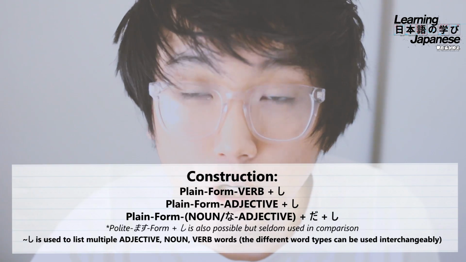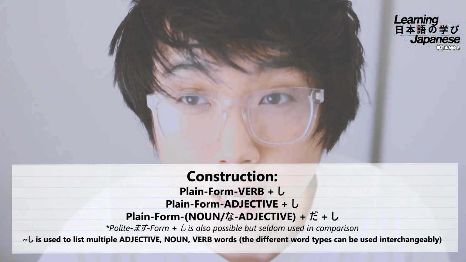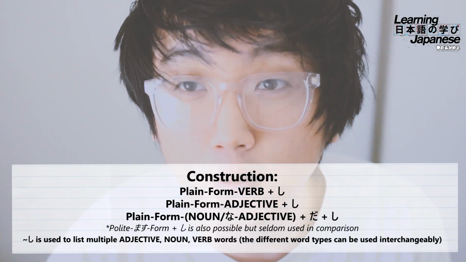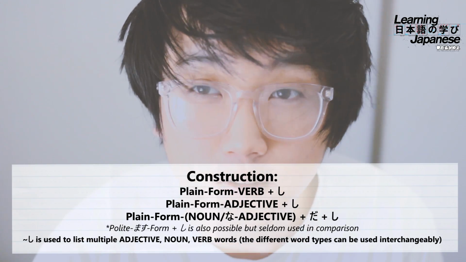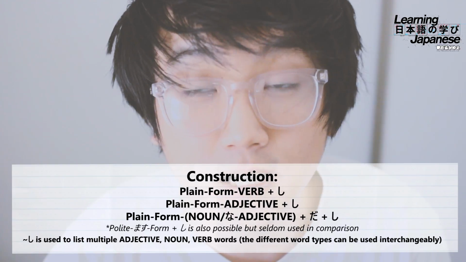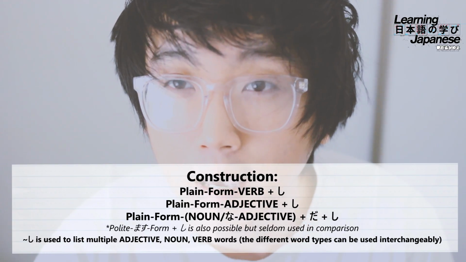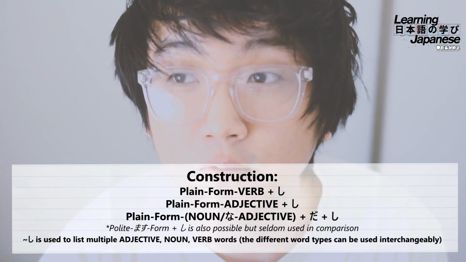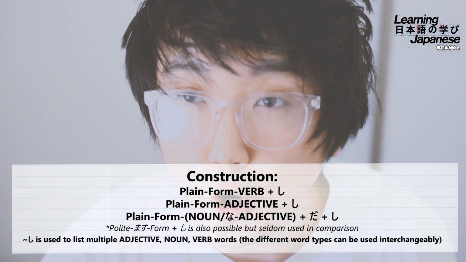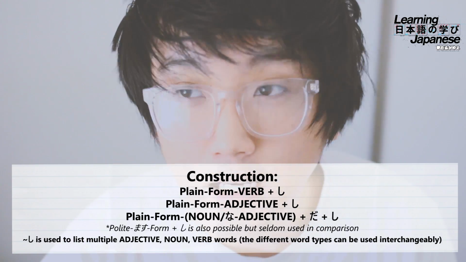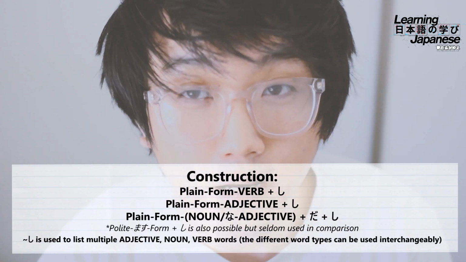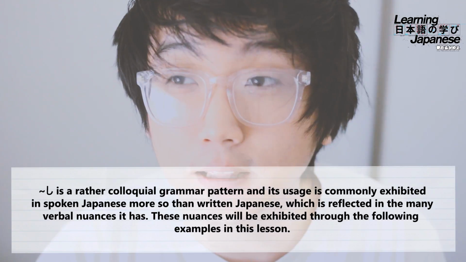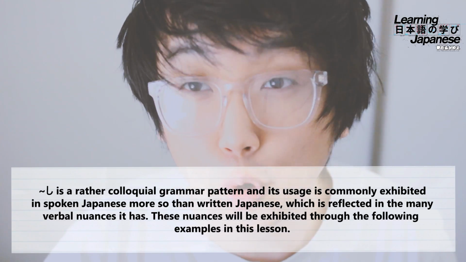And so the basic construction here is we're just going to take the plain form of a word. If it's a verb, then just the plain form of the verb. If it's an i-adjective, just the i-adjective itself, basically, that's the plain form. And if it's a noun or a na-adjective, we just use the noun or the na-adjective plus the copula だ. So verb in its plain form plus し, i-adjective in its plain form plus し, noun or na-adjective in its plain form plus だ plus し.